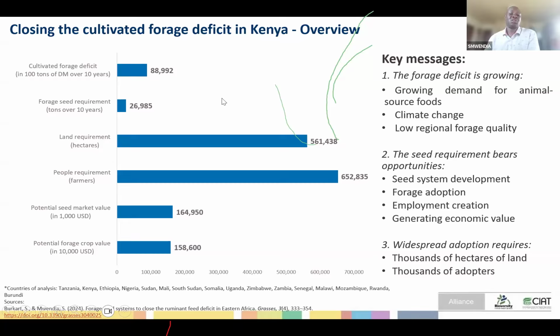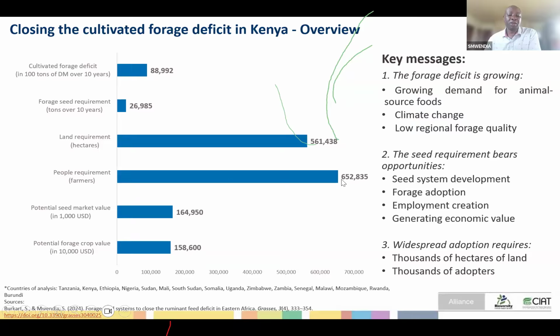And in this case, we used panicums and brachiaria. We also looked at legumes and used examples of lablab or cowpea, because those are annual, and are for human consumption, but they can also form a very good source of animal protein. And the land requirement to cover the gap will be about 561,000 hectares of cultivated forages.